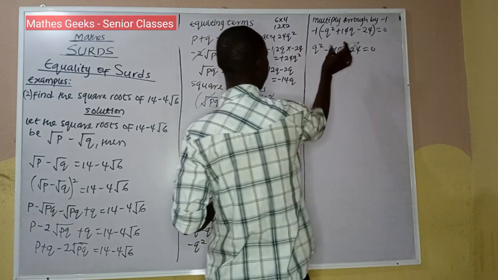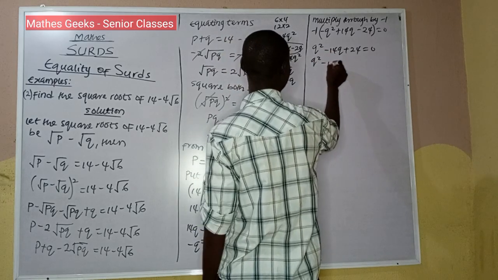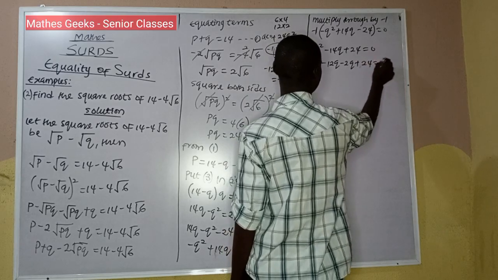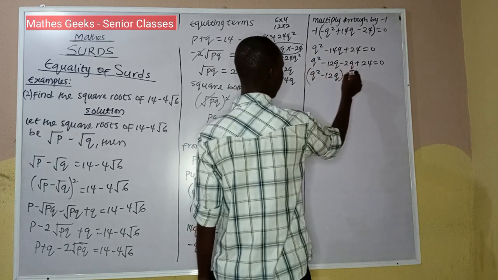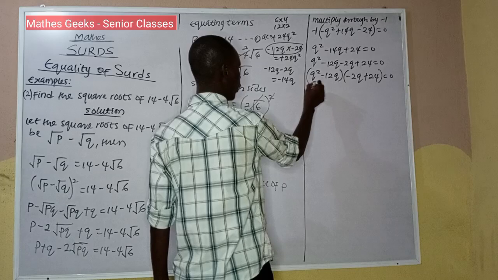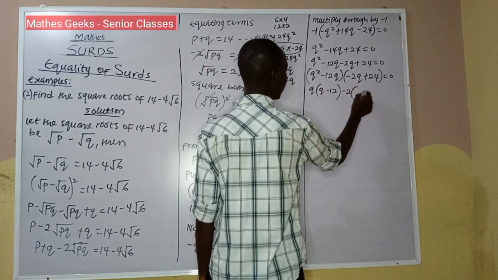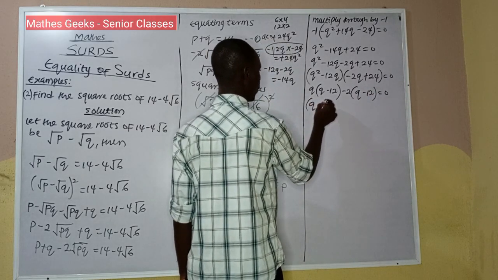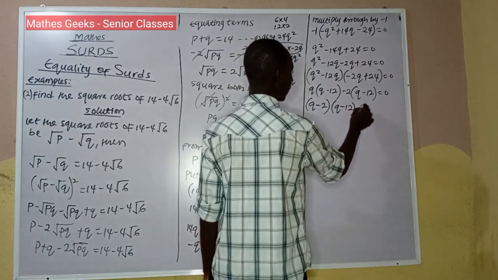So we'll replace this with the whole of this. So Q squared minus 12Q minus 2Q plus 24 is equal to 0. Okay, so Q squared minus 12Q will give us minus 2Q plus 24 equal to 0. And then Q will give us Q minus 12, then minus 2 times Q minus 12 equal to 0. And this will give us Q minus 2 and Q minus 12 is equal to 0.